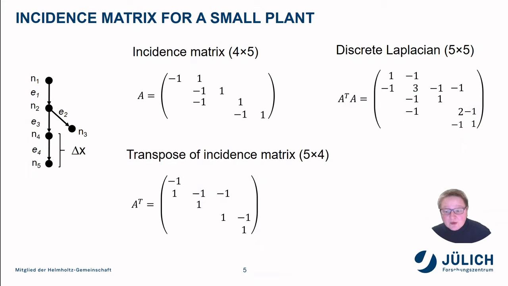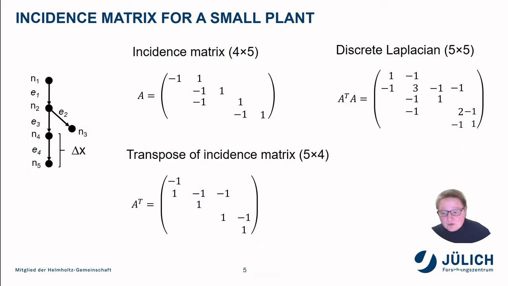For each graph, the corresponding incidence matrix is created by setting up a matrix of the size of the number of edges times the number of nodes. In our example, the matrix is of size 4 by 5, and each row corresponds to an edge, and each column corresponds to a node.